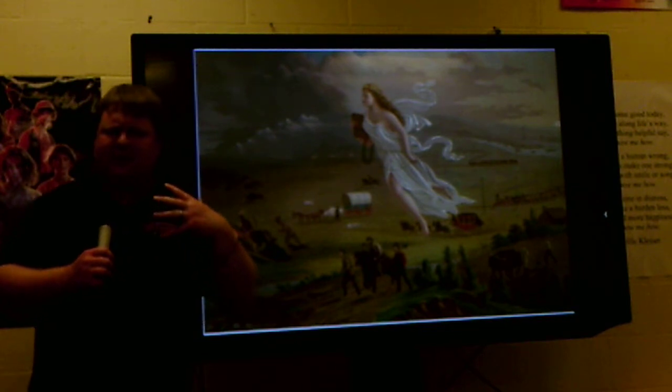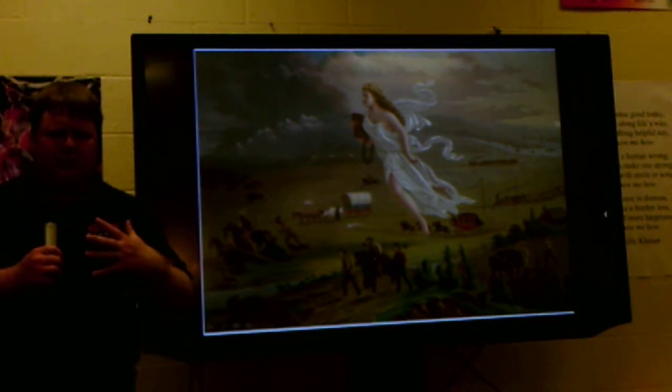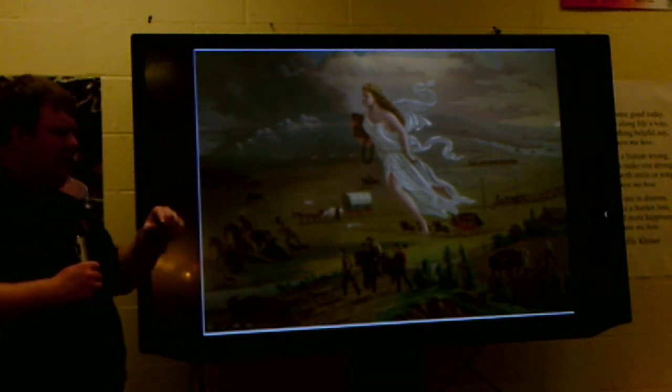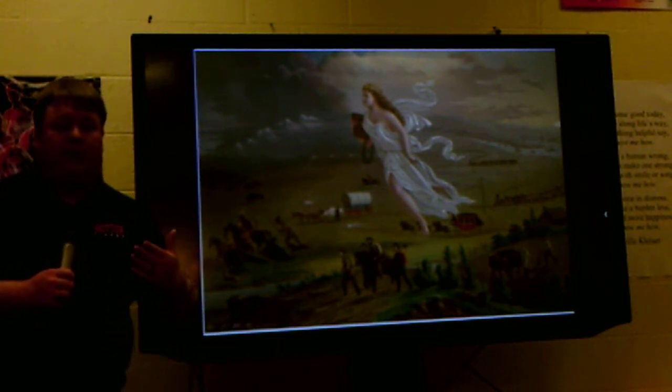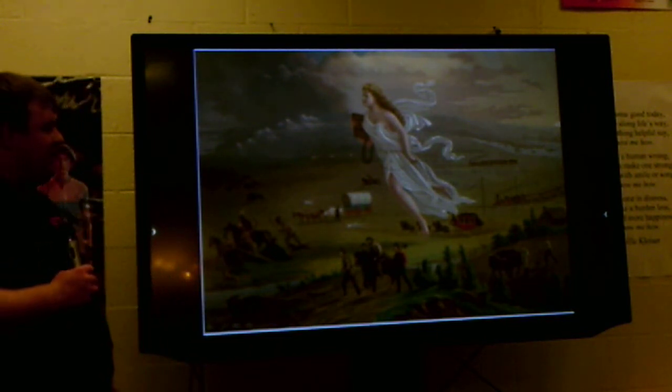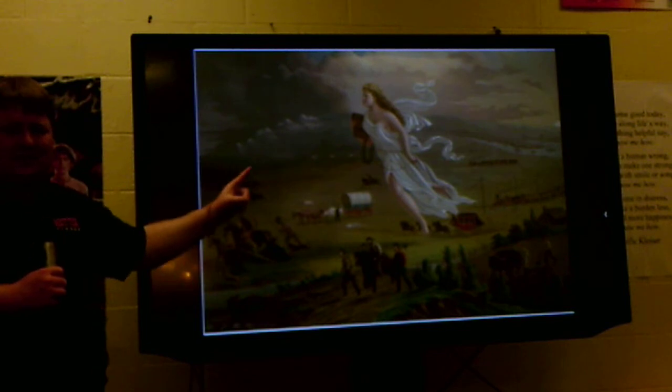So this is Manifest Destiny, Westward Expansion. That is exactly what this picture is about, and it pops up over and over and over again. So pay attention to it, emblazon this in your mind, and don't forget it. And that'll be it for this lesson.